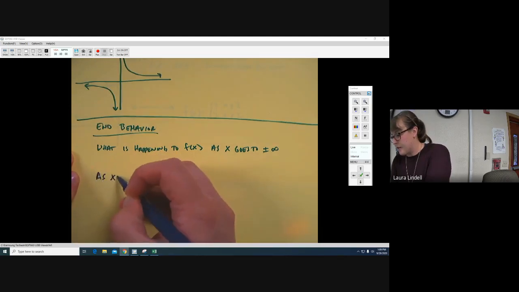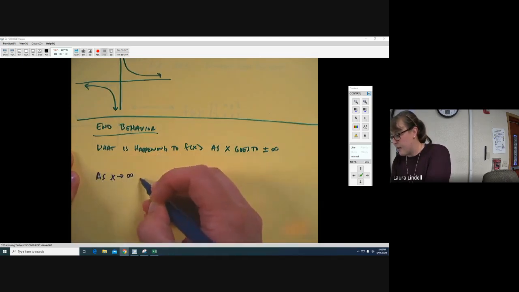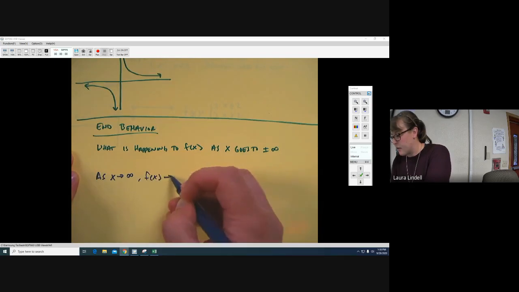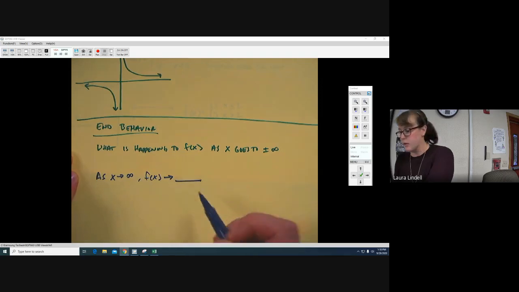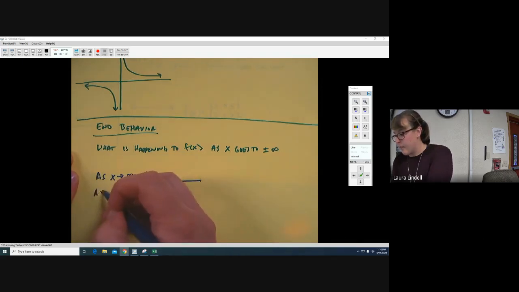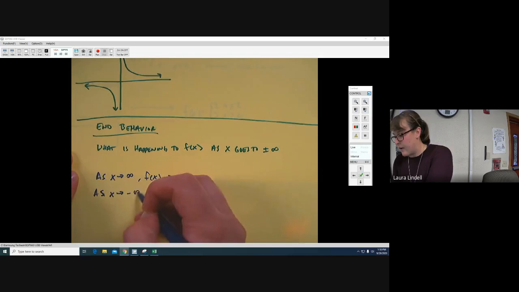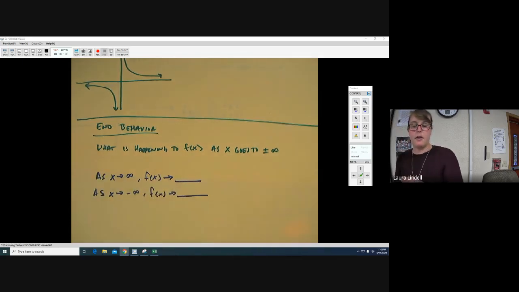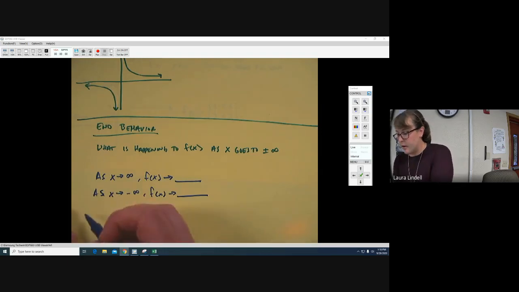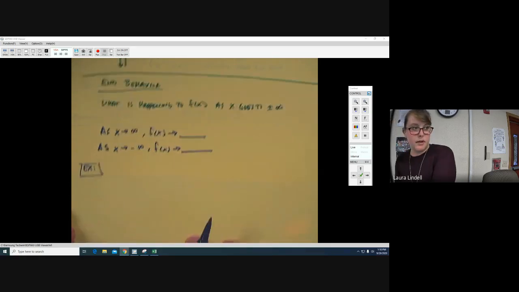As x goes to infinity, f of x goes to blank. Those are oftentimes the sort of question that we'll see. Or as x goes to negative infinity, f of x goes to blank. And you'll say, fill in the blank with what's happening to the function. So this is most easily done by example, or shown by example. So these are some types of situations we might see.